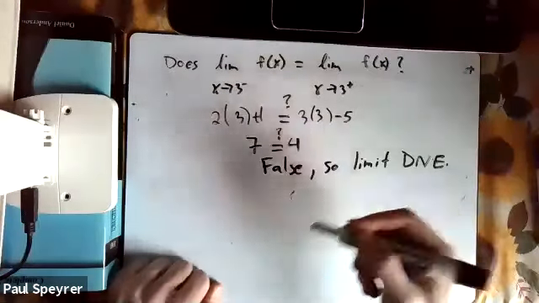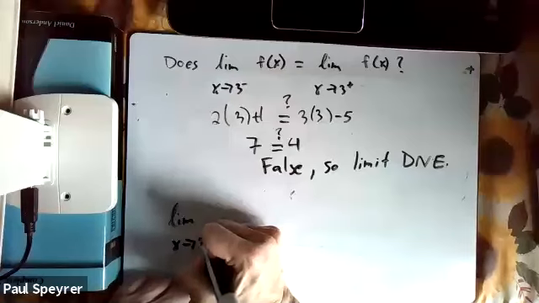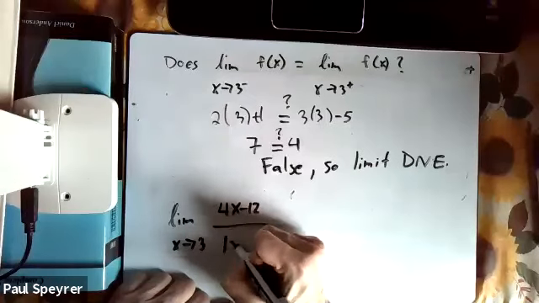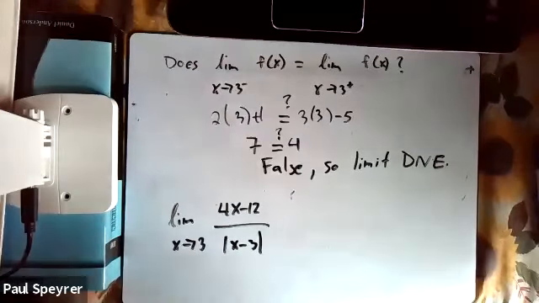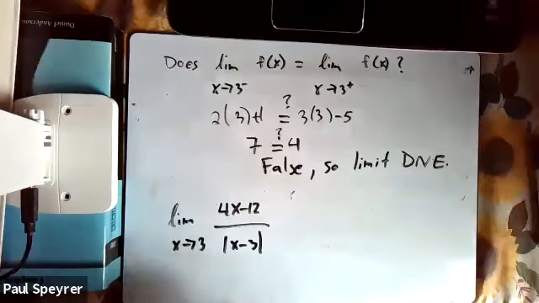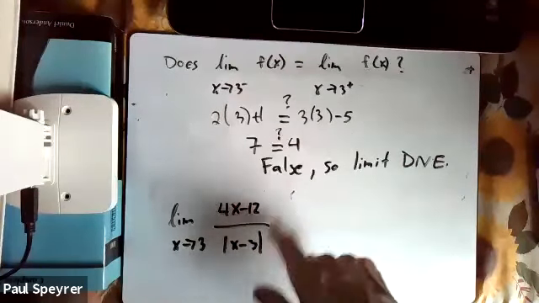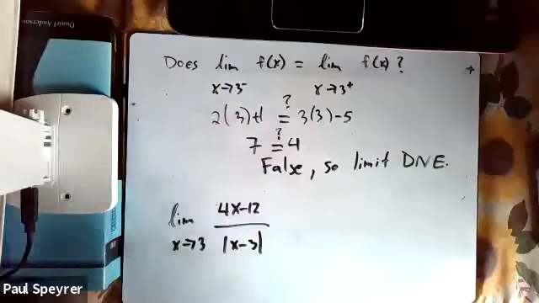What about the limit as x approaches 3 of 4x minus 12 over the absolute value of x minus 3? Remember, with absolute value, they were a little tricky. First, we can't plug 3 in because we actually get 0 over 0, which is undefined because you have a 0 in the denominator. That's the problem.